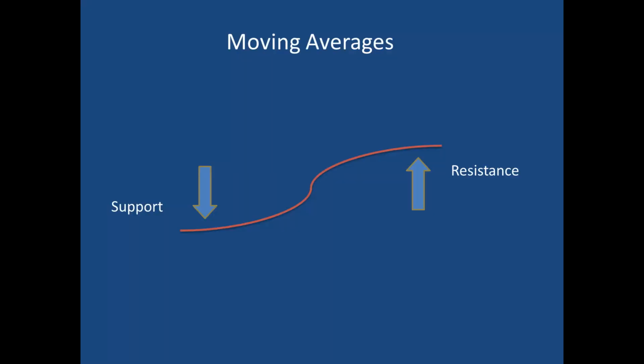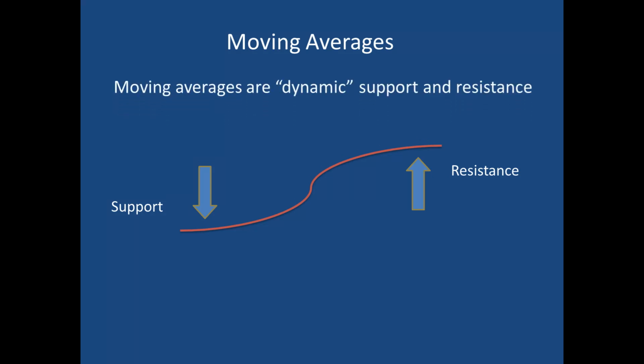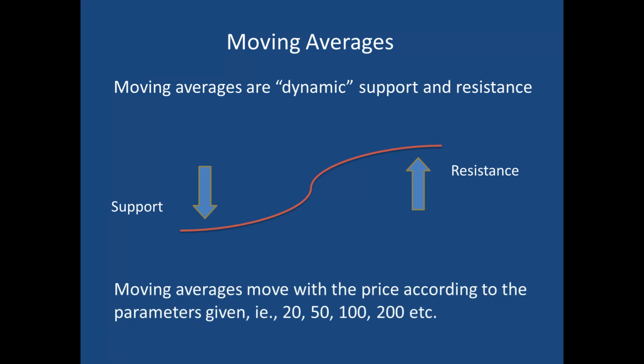Then you have the dynamic support and resistance, which is moving averages, and they work the same except they move with the price action. We call them dynamic support and resistance because they move with the price action. They're not static. And these moving averages will be according to the parameters you give them. Okay, you could have a 20 moving average, a 50, 100, 200, 300, or anything in between. And you will find that as the price moves, your moving average will move with the price based on the parameters you have given it.